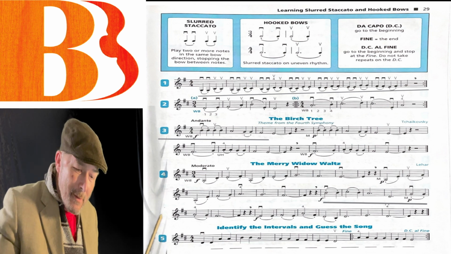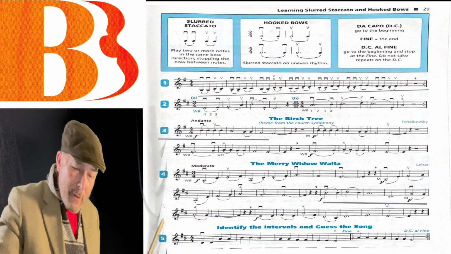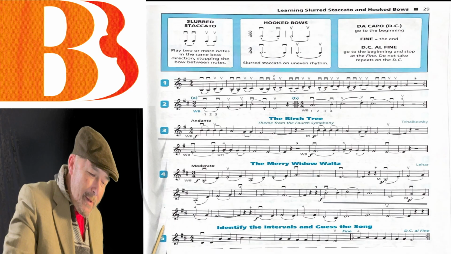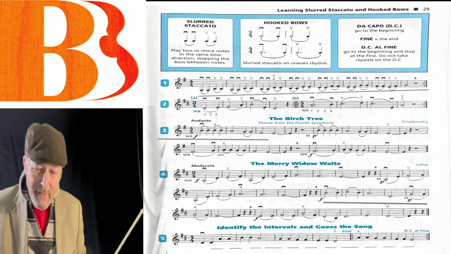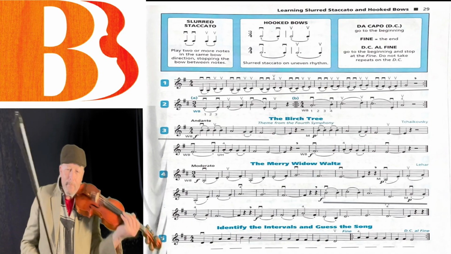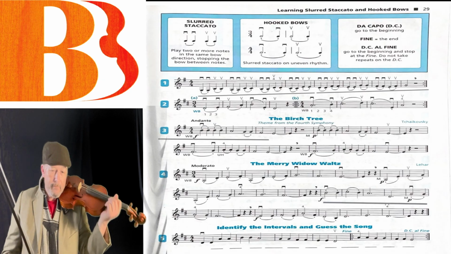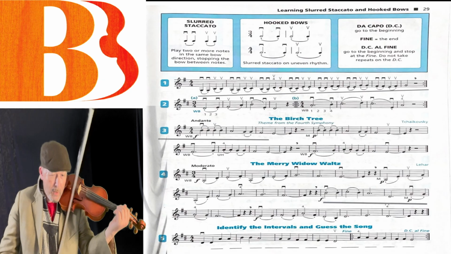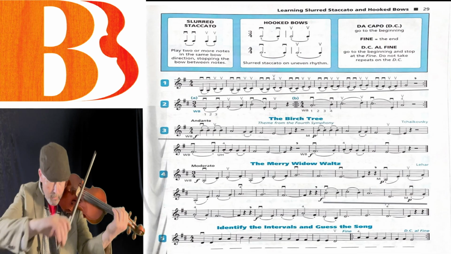Now, we're going to do the Merry Widow Waltz. The Merry Widow Waltz is in 3. Waltzes are in 3. And this is moderato. So, in 3, hooked bows. 3, 1, 2, 3.